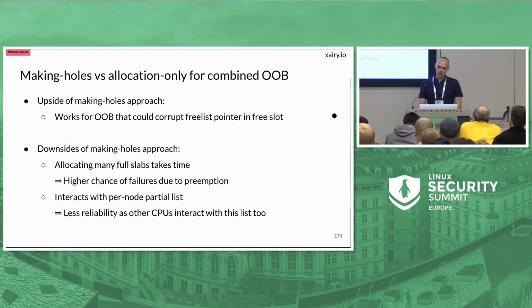So the upside of this approach is that it works even in cases when your out-of-bounds bug might corrupt the free list pointer, if it's a bigger out-of-bounds, so you end up overwriting the free list pointer, which you usually don't want. So this works.